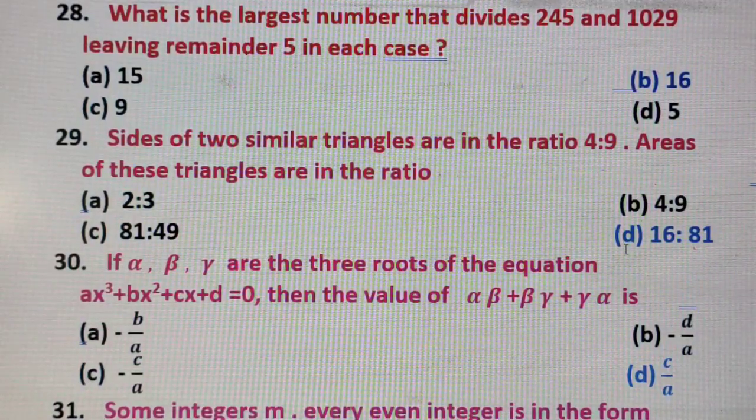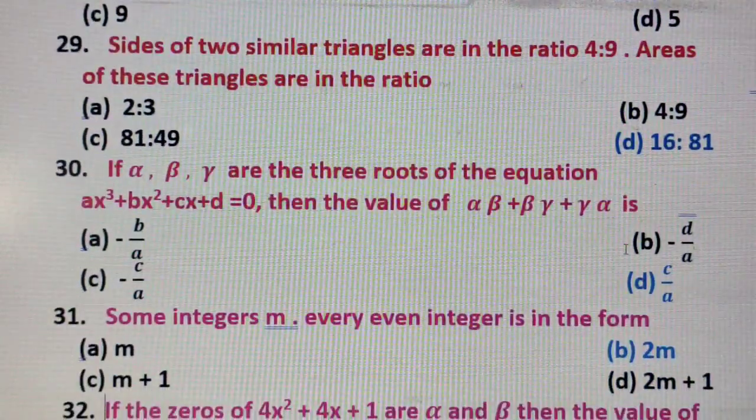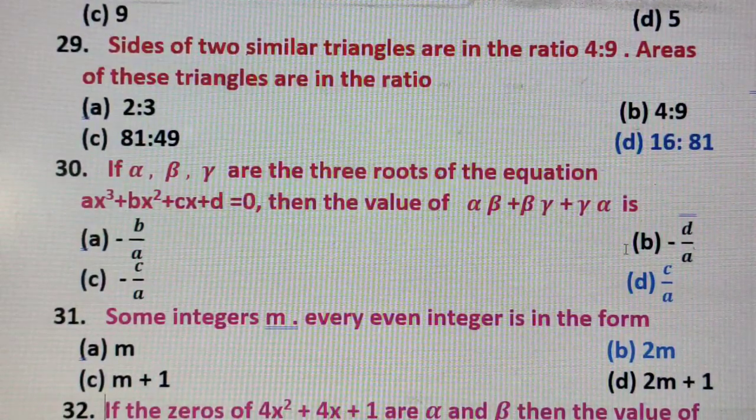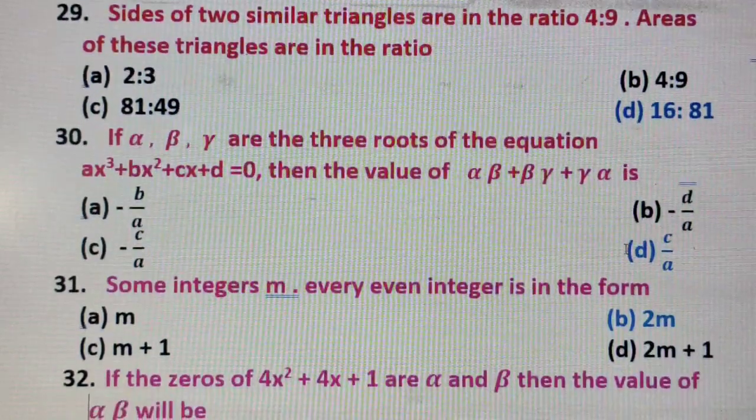If alpha, beta and gamma are the three roots of the equation ax cube plus bx square plus cx plus d equals 0, then alpha beta plus beta gamma plus gamma alpha equals c by a. For some integer m, every even integer is of the form 2m.